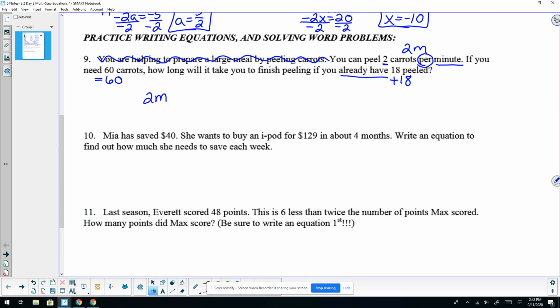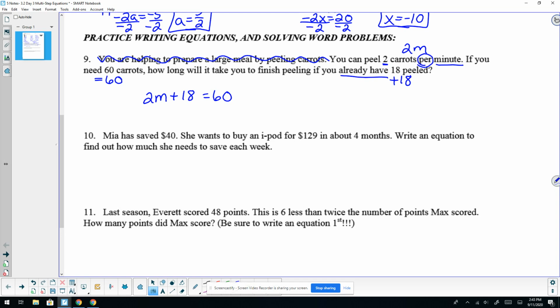Now I have to figure out where I'm going to put the equal 60 and the plus 18. Well, if you remember when we were talking about the equal 60, we said that's kind of our final situation. So that 60 is going to be on a side by itself. So equal 60 is going to go on the right for me. Now I need to put the plus 18 in there somewhere. 60 is by itself, so I'm going to add the 18 to my 2 carrots per minute.